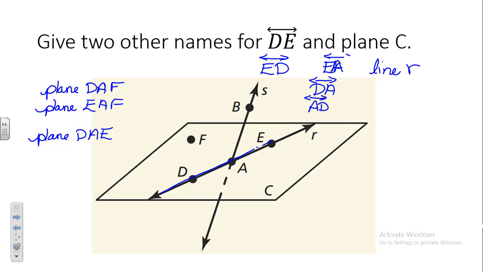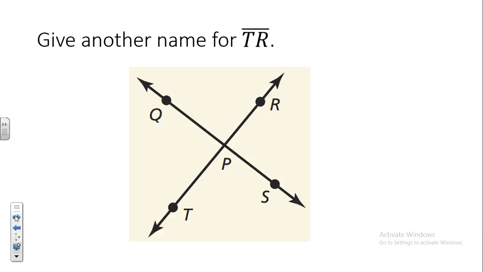Otherwise, I'm naming a line and I'm actually kind of naming it with three letters and so on. For me to name a plane, it has to be three non-collinear points. That's a big mouthful. Three points that are not on the same line, all of them. Okay? Questions you have about this one? Making sense? Okay. Next one.